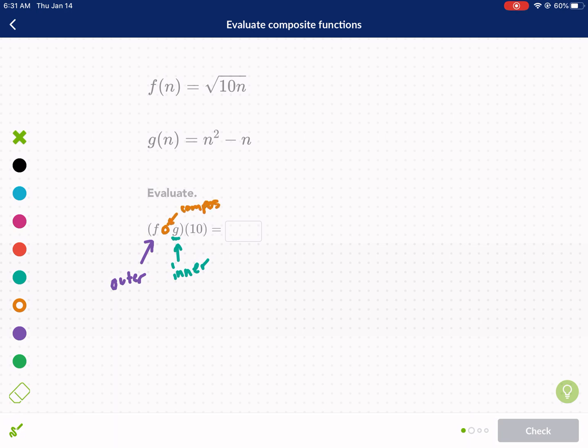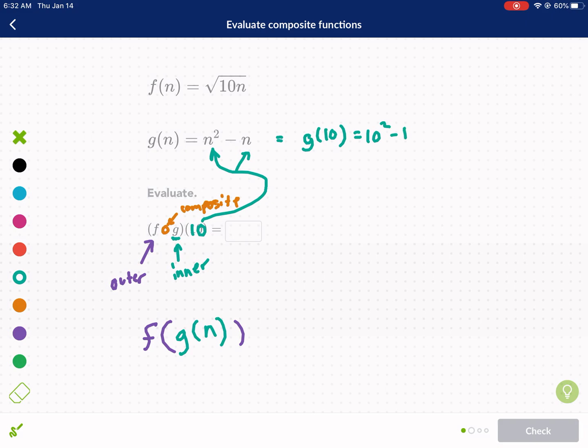So we could actually rewrite this as f of g of, and it looks like n is our variable in this case. And it's asking us to put in 10. So let's put 10 in for g first, because that's our inner function. So we're going to go into n. That's going to be equal to g of 10, which is 10 squared minus 10. That's equal to 100 minus 10. That equals 90. So we have 90 as our result from the inner function.